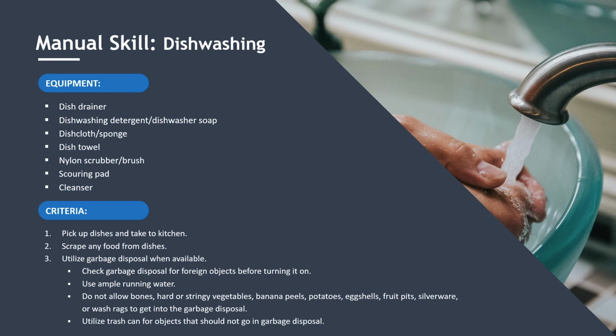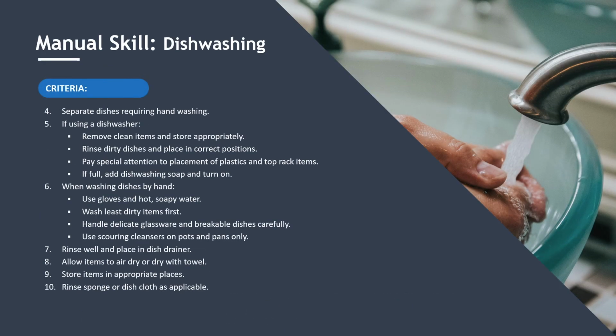Utilize the garbage disposal when available. Check the garbage disposal for foreign objects before turning it on. Use ample running water. Do not allow bones, hard or stringy vegetables, banana peels, potatoes, eggshells, fruit pits, silverware, or wash rags to get into the garbage disposal. Utilize the trash can for objects that should not go in the garbage disposal.